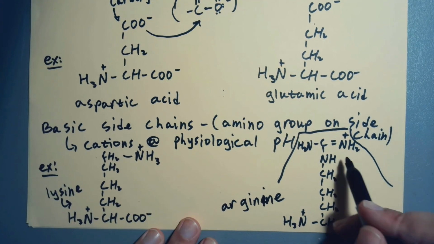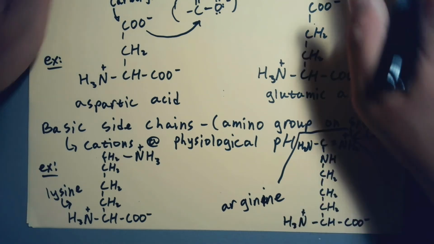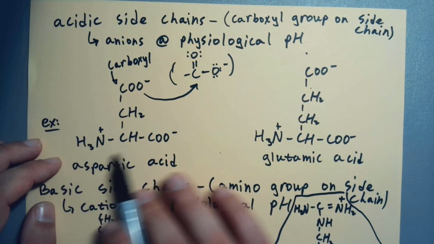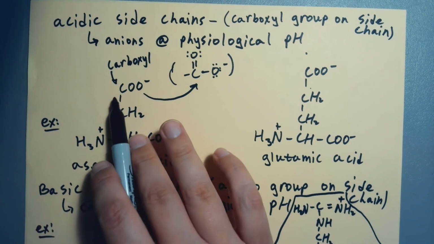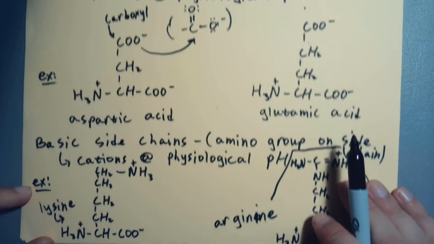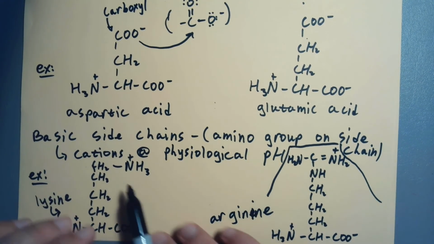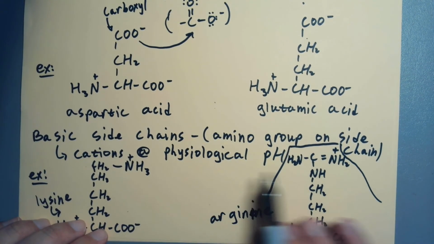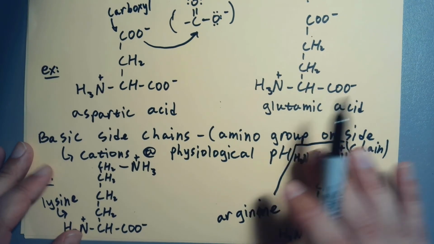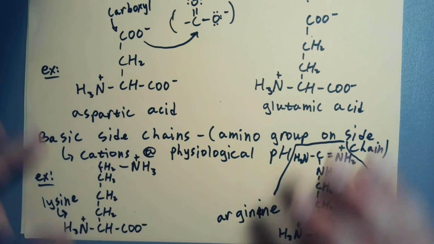Anyway, all you're looking for, just to be clear, acidic is going to be negatively charged. You know that because you've seen it in the backbone before. It doesn't change just because there's a carboxyl group up here. So you just look for carboxyl groups. Basic side chains are going to be positively charged, and you're just looking for nitrogens. That's all it boils down to. Look for nitrogens in the side chain.